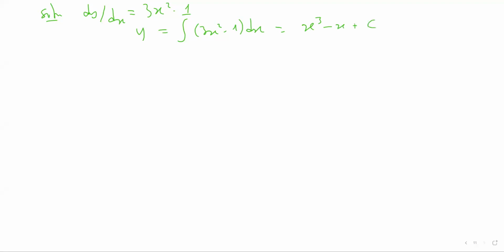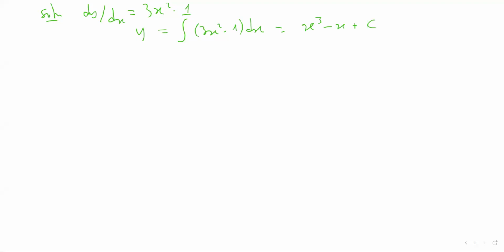So in such an instance, you know that dy/dx is given as 3x squared minus 1. So for sure, y is equal to the integral of 3x squared minus 1 dx, and this is equal to x cubed minus x plus c.